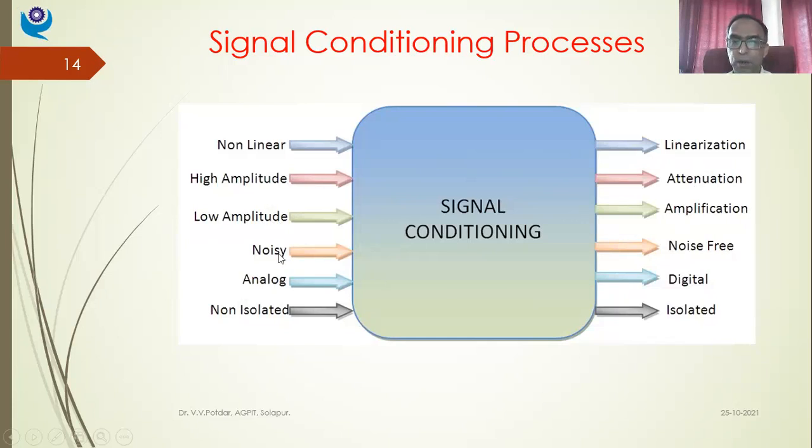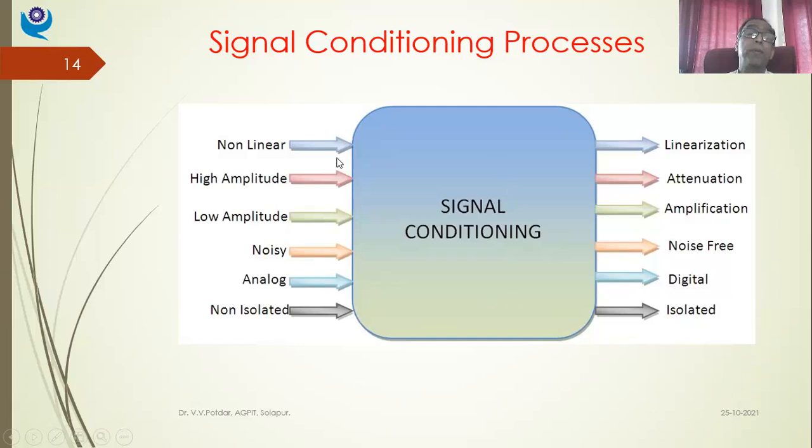Right? A noisy signal is made noise free. An analog signal is converted into a digital signal. This is also one of the functions of signal conditioning. A non-isolated signal is converted into an isolated signal. So these are a few functions of my signal conditioning devices.